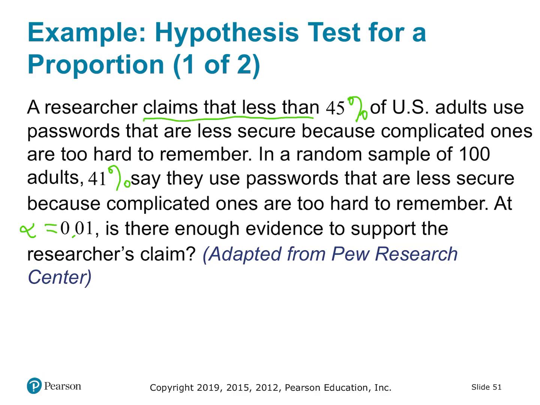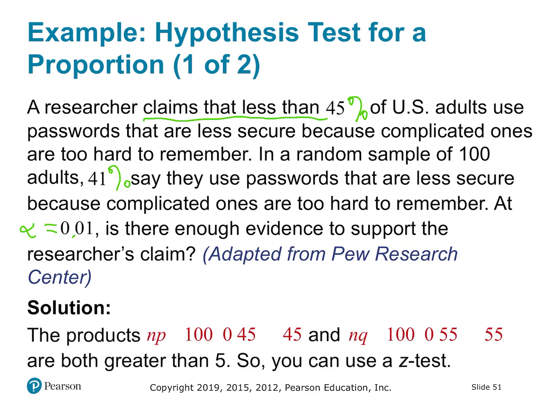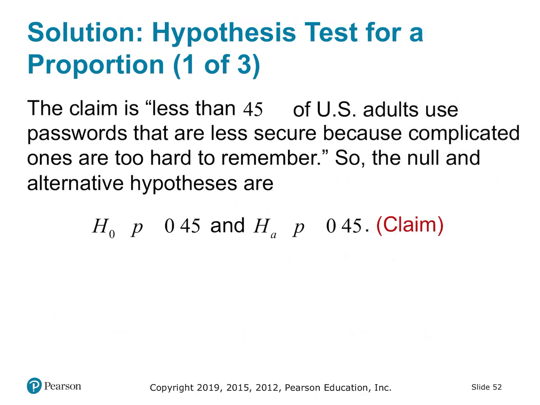And notice they claim that less than 45% is happening here. And yes, we can use it because np, which is 100 times 0.45, is 45. These are really easy calculations. 100 times 0.55 is 55, and yes, they're both greater than 5. So of course we can use a z-test, and it's nice to show that if you have time. The claim is less than 45% of the adults use the less secure passwords.